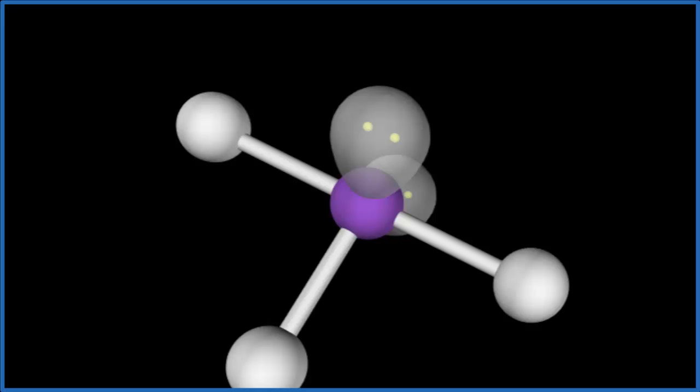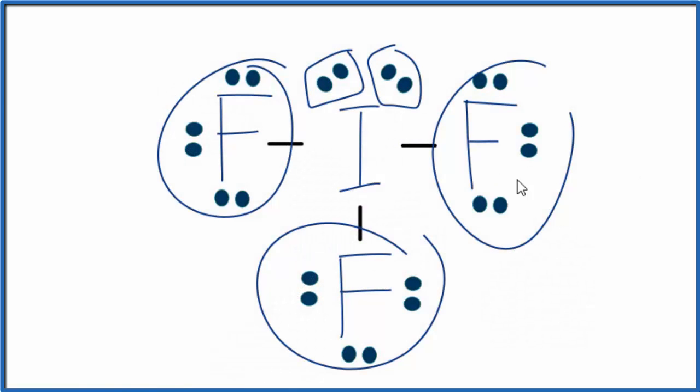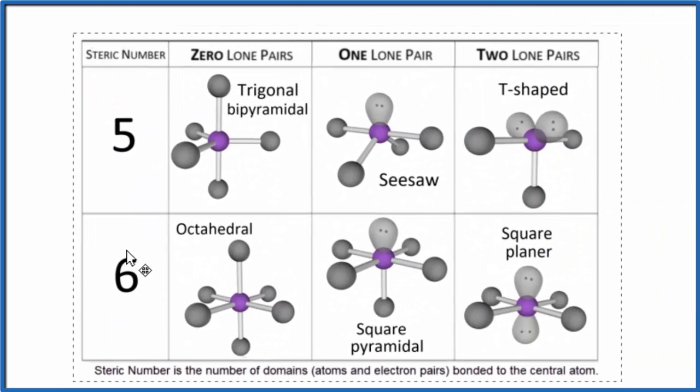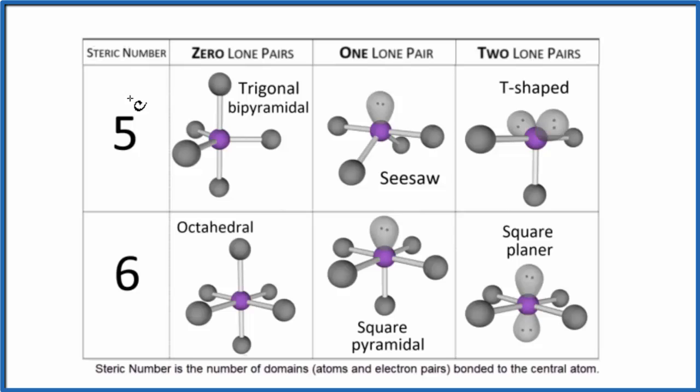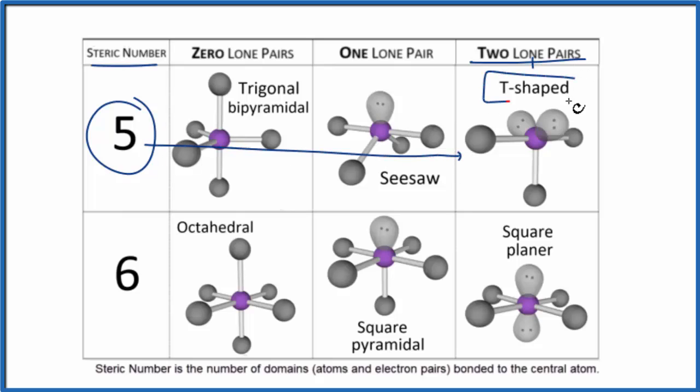Let's go back to our Lewis structure. So we have these 5 things attached. That means our steric number is 5. We have the 3 atoms and the 2 lone pairs. Let's look that up on this table here. So steric number is 5, and then we had 2 lone pairs. So we go across here and then T-shaped. So we have a T-shaped molecular geometry, an approximate T-shaped molecular geometry.